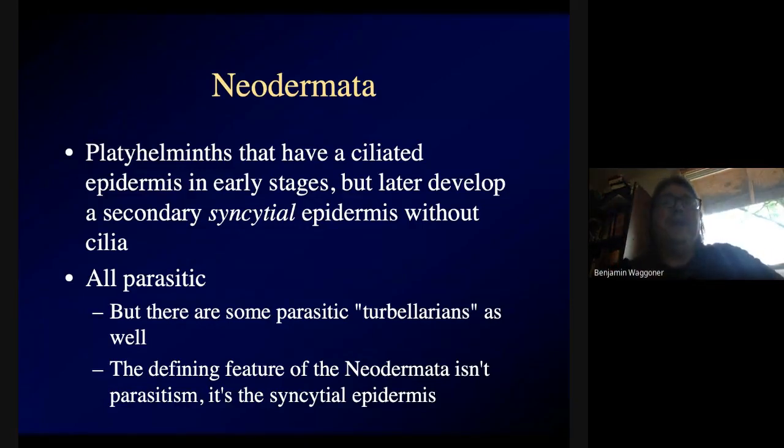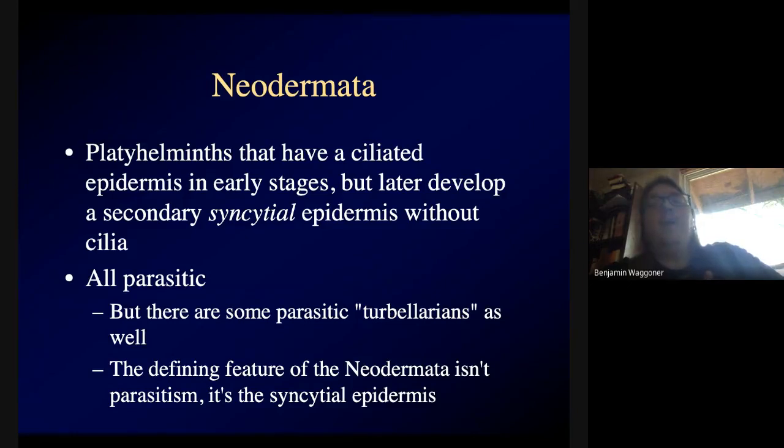A syncytium is what you get when either a cell's nucleus divides but not the cytoplasm, or when separated cells come together and fuse their cytoplasm but maintain separate nuclei. Either way, what you get is basically a single giant cell with multiple nuclei. That's a syncytium. Syn is together, cyto means cell. Syncytium is a together cell.